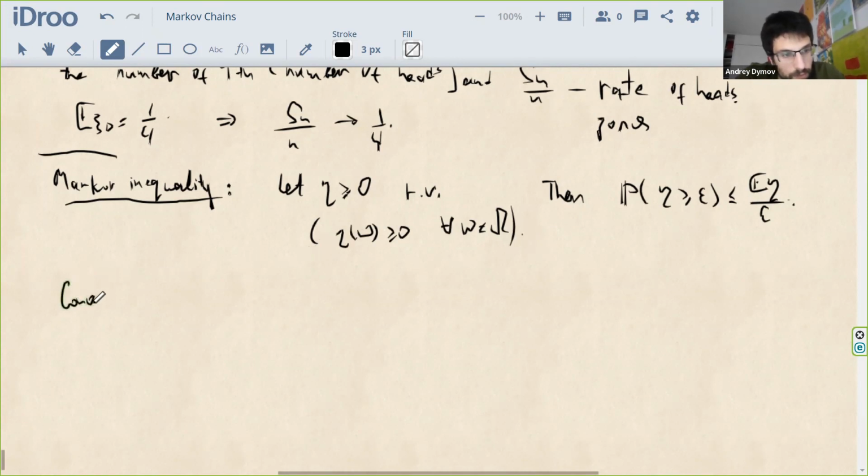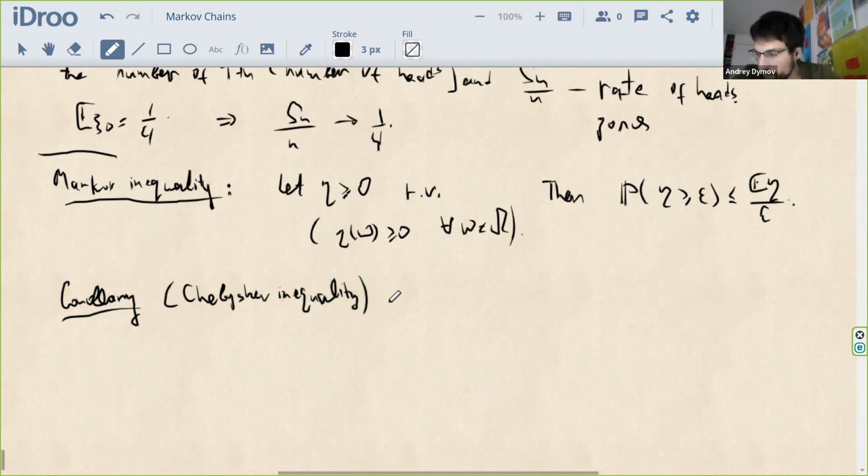And a corollary of the Markov inequality is the Chebyshev inequality. Chebyshev inequality, it affirms the following. Let the expectation of the random variable psi, of its absolute value squared, be finite. So in fact, this means that its variance is finite.